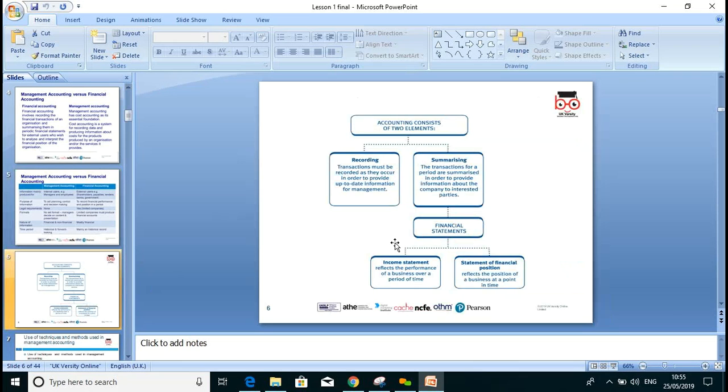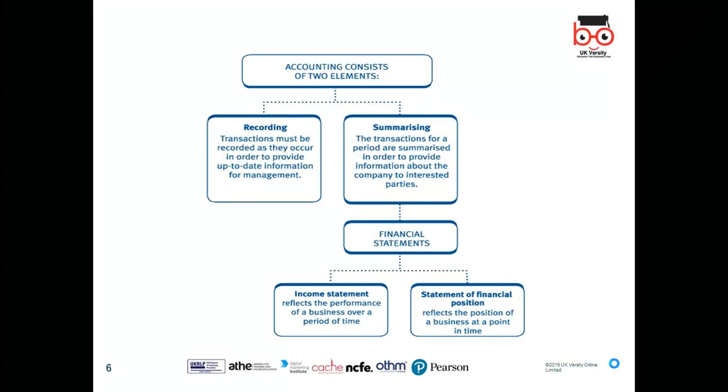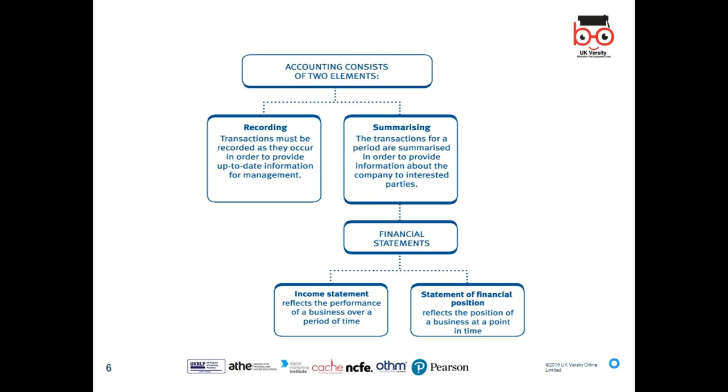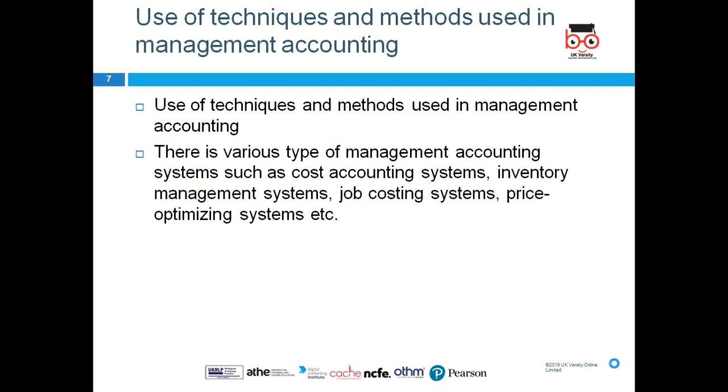Anybody any questions? Feel free, ask me the question. What does accounting consist of? Accounting consists of two elements, recording and summarizing. We record the transactions and summarize them into financial statements, the income statement and statement of financial position, particularly in financial accounting. Next we'll look at the use of techniques and methods.